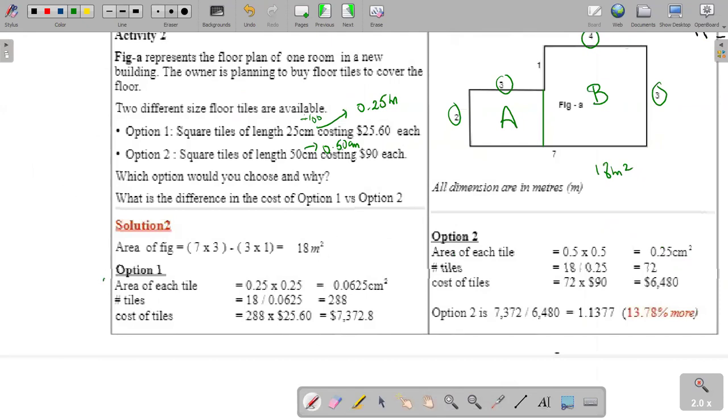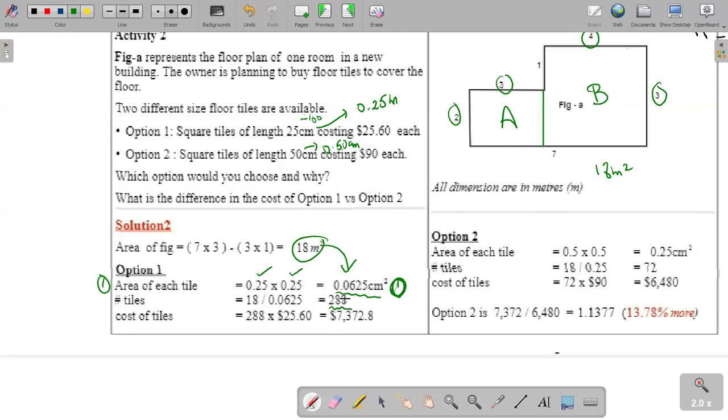So let's follow the workings here to make sure we understand. The first thing that they did was find the area of one tile in meters square. So that's why they have 0.25 times 0.25. This is the answer for the area of one tile for option 1. Now, this is the number they're going to use to divide because you've got to divide area by area. And when they did that, this is how many tiles they got, 288 tiles.